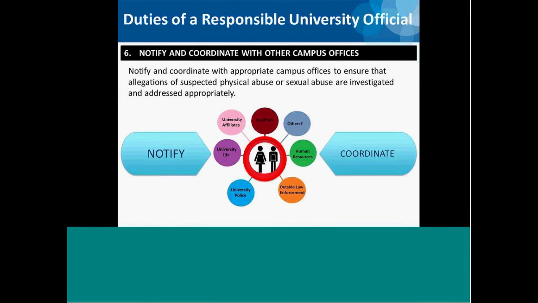Duty number 6, the responsible university official must notify and coordinate with other campus offices to ensure that allegations of suspected physical abuse or sexual abuse are investigated and addressed appropriately.